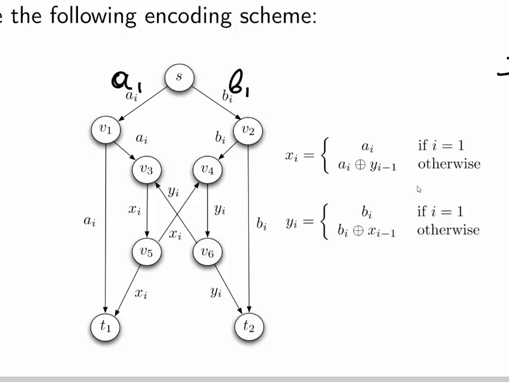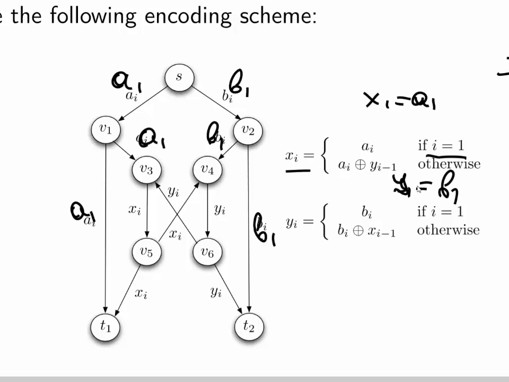V1 and V2 will forward those packets. So V1 will send A1 to T1 and A1 to V3, and node V2 will forward B1 to V4 and B1 to T2. So we'll see that the scheme in the first round, X1 is equal to A1 and Y1 is equal to B1. So node V3 will just forward A1 over this link to V5. So this link will send A1, and node V4 will forward B1 on the link to V6.